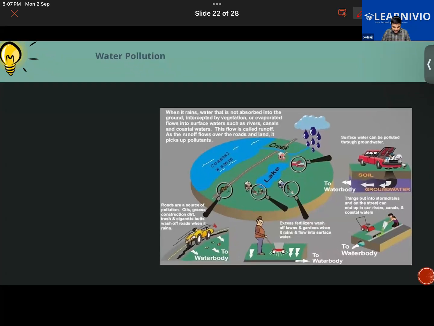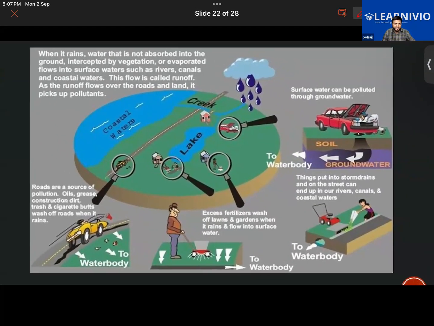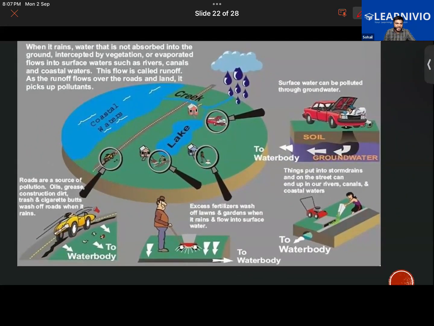Also have a look at this diagram over here, which I have taken. We see that when it rains, water that is not absorbed into the ground is intercepted by vegetation or evaporated, or flows into surface water such as rivers, canals, and coastal water. This flow is called runoff, meaning that the rainwater falling on the ground, if it is not absorbed by the plants, will either evaporate into the air or run off into the rivers and canals. That flow of water is called runoff.